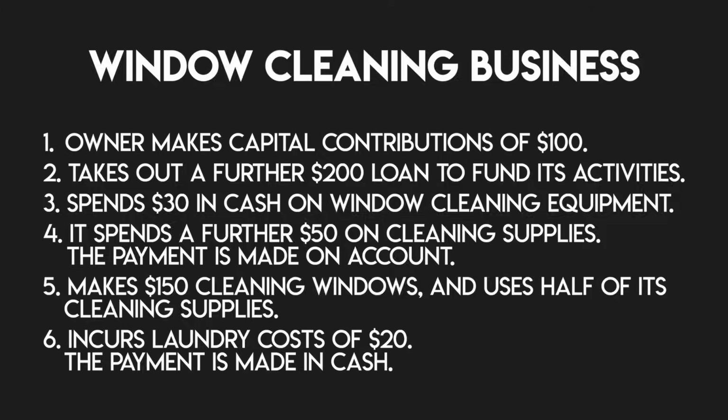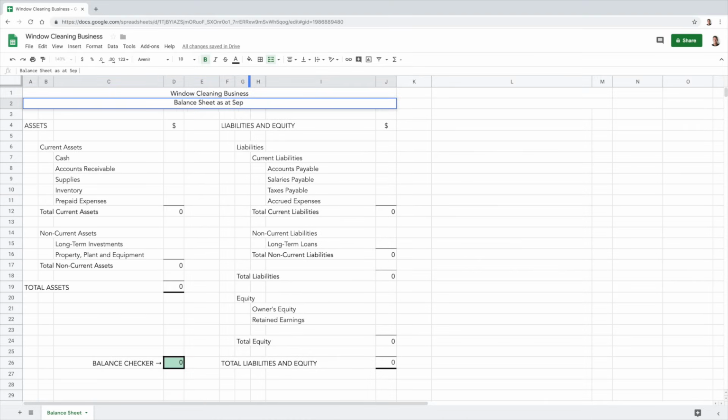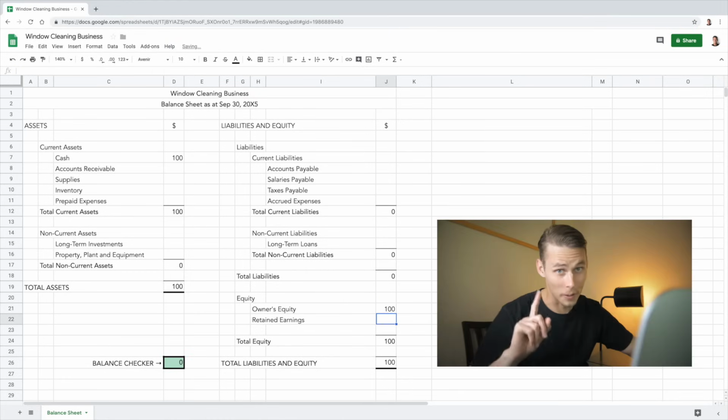In transaction number 1, the owner of the window cleaning business makes capital contributions of $100. We're double entry bookkeeping, so this transaction is going to affect 2 accounts: cash and owner's equity. The business's cash is going to be debited to increase it by $100, and owner's equity will be credited to increase that by $100 as well. Are we in balance? Yes, we are.